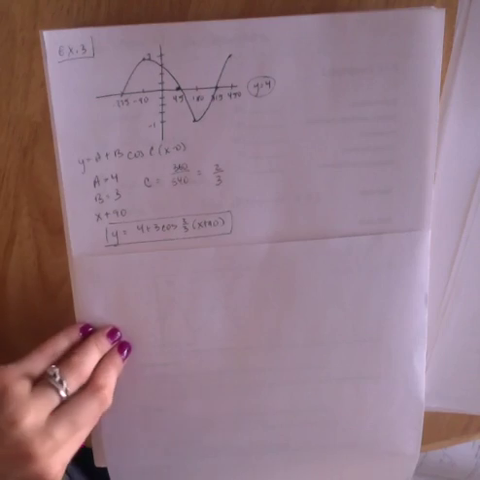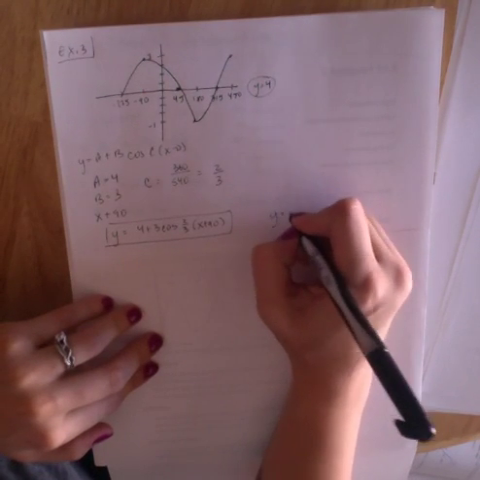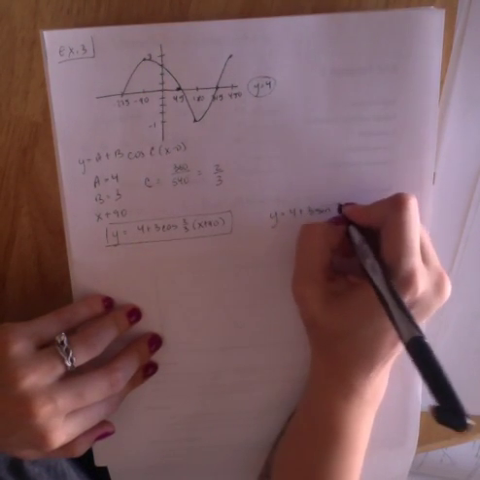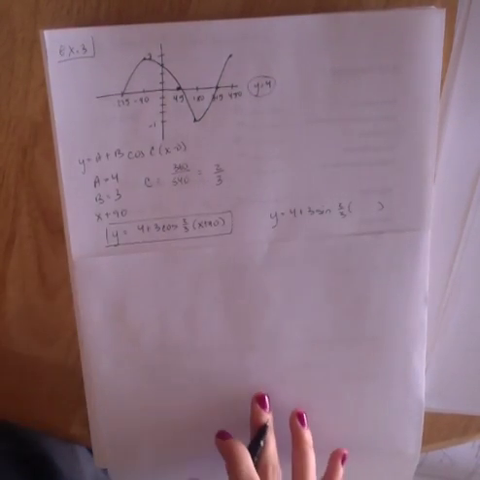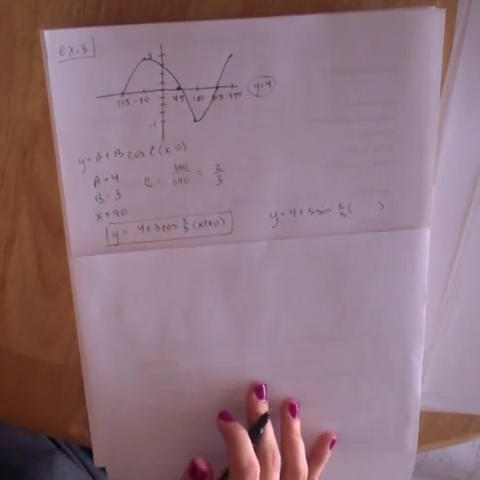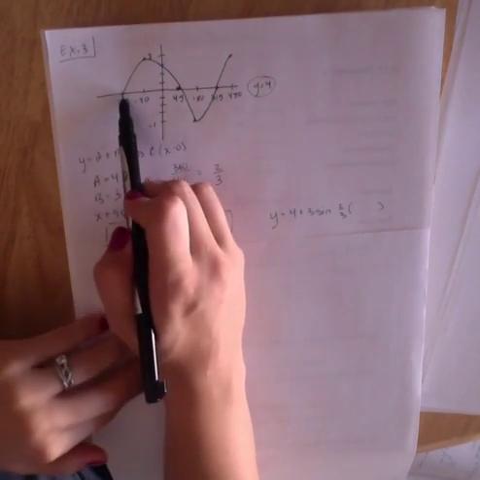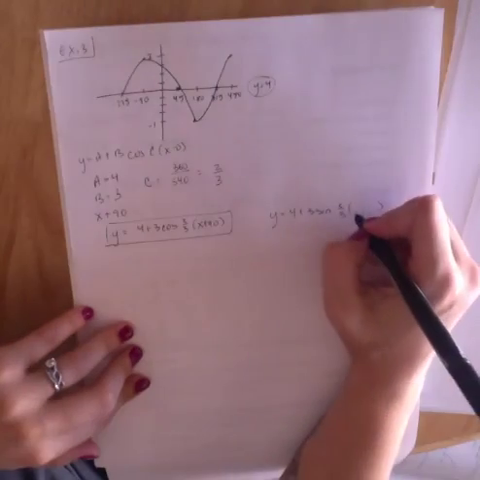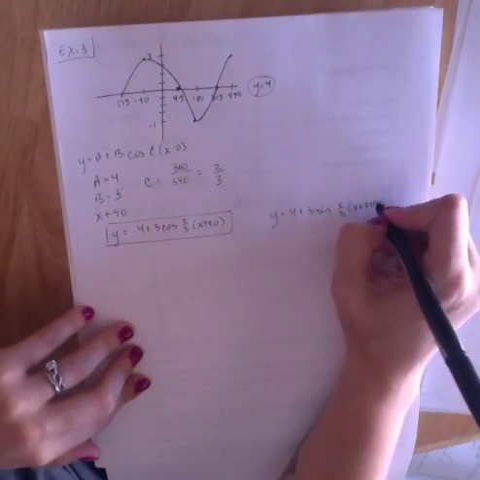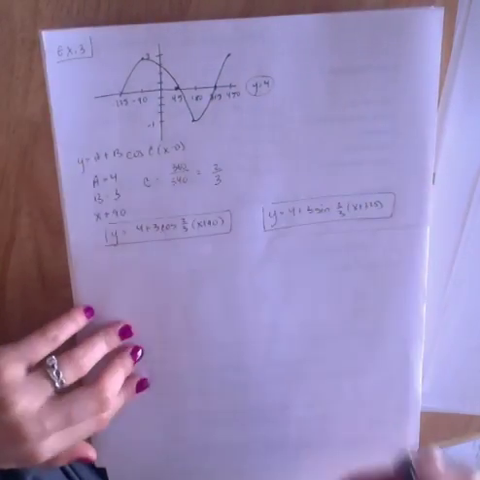Now the great thing is sine is going to be exactly the same: 4 plus 3 sine of 2/3. The only thing that changes is my shift. We know that sine normally goes through 0, 0, but here we've moved to the left 225, so I'll have x plus 225.